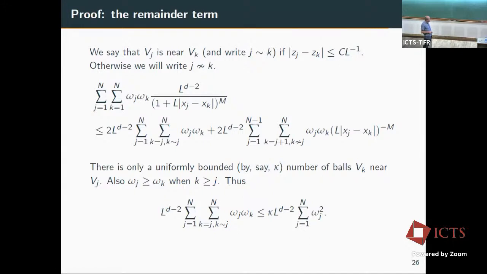So I have j goes from 1 to n, and then I have at most kappa, this Greek kappa here, number of k's such that k is close to j, and so I will have some for these kappa terms of omega k smaller than omega j, and so I again have the estimate that I wanted, only instead of L to the power d, I have L to the power d minus 2.